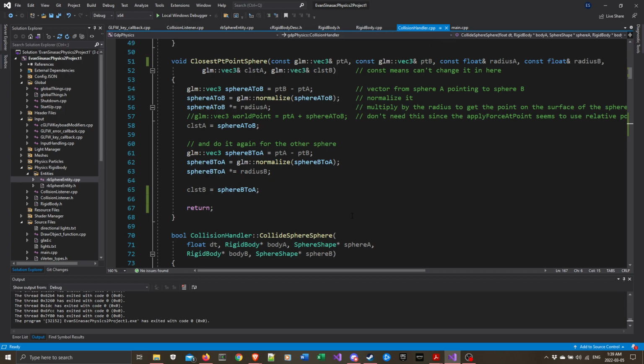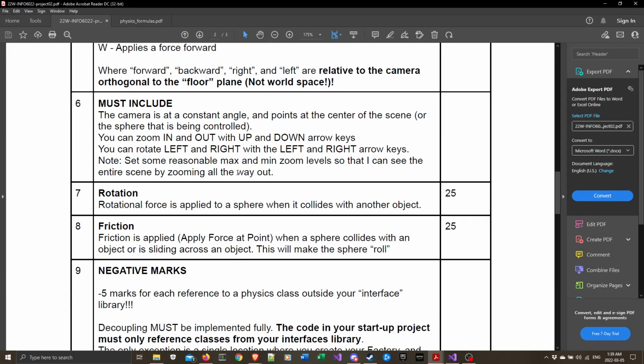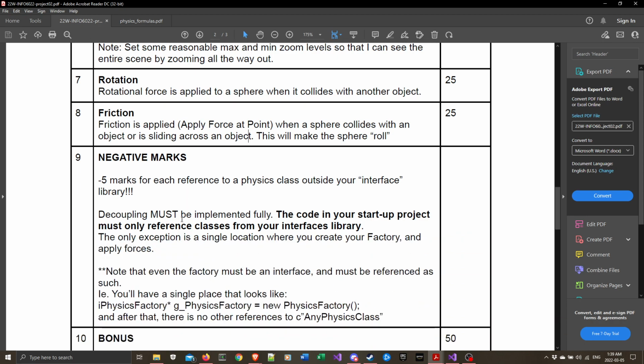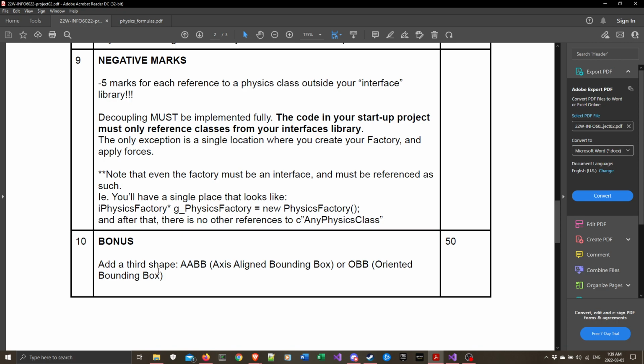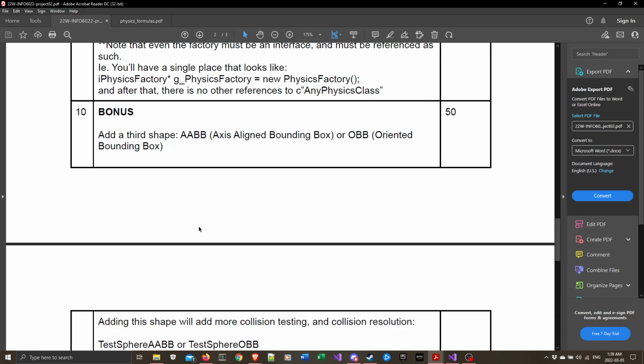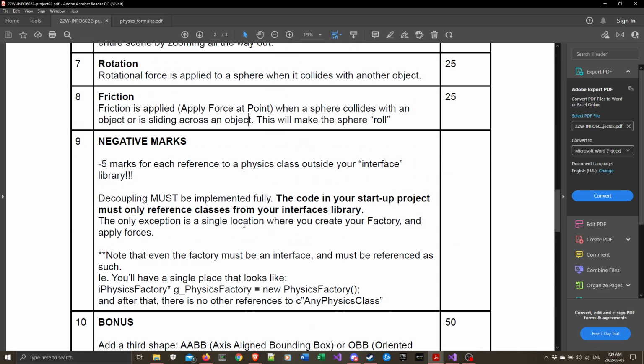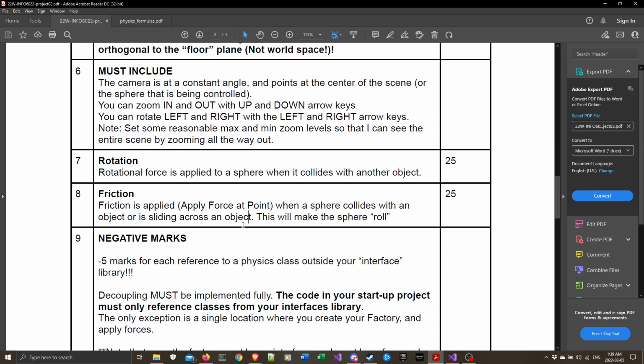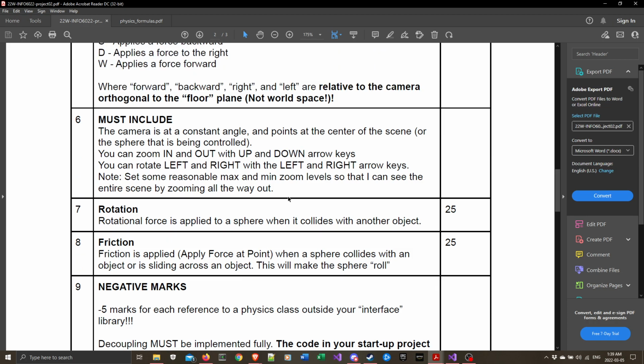In the collision handler, for this project, we really only had to add rotational force applied to the sphere when it collides with another object, so that is our planes and other spheres. I did not do any of the bonus stuff. Honestly, I was reading up on it, and it wouldn't be that difficult to implement. I'm too stressed out. I just need to be done for this weekend.